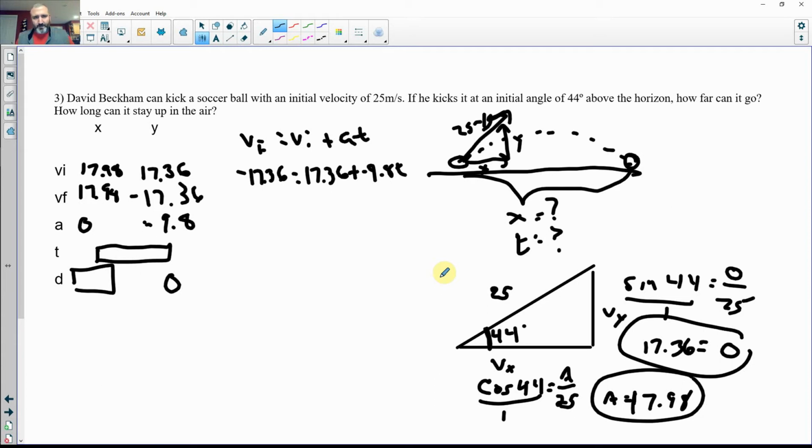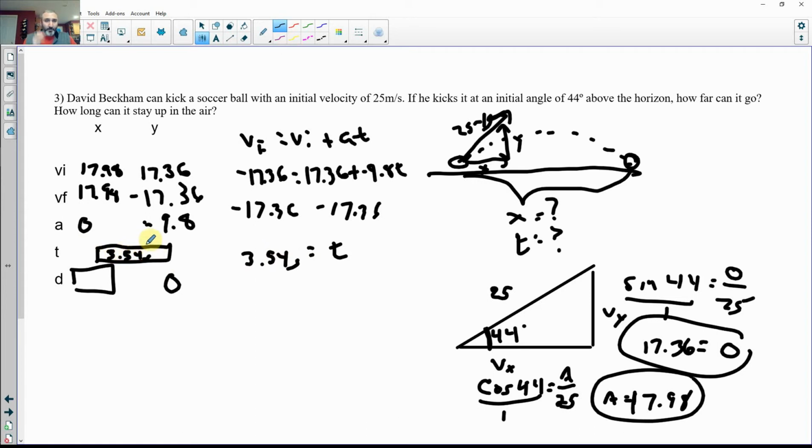So let's do a little bit of math. We're going to subtract 17.36 from both sides. So negative 34.72, divide that by negative 9.8. That's going to give us a time of 3.54 seconds.